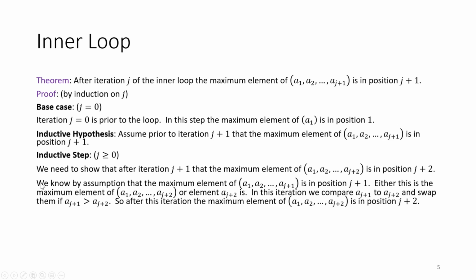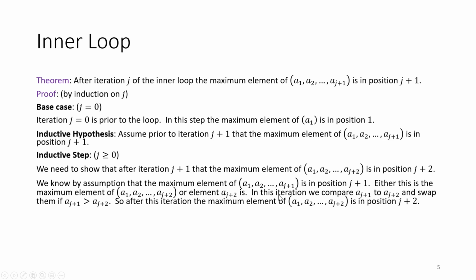And that's the next step I'm going to say. We know by assumption that the maximum element of these ones is in position j plus 1. So either this is the maximum element of all of our elements, or a j plus 2 is. I think I said that in a slightly different way, but I like the way I've said it here on the slide better. Probably because I had time to sit and type it in and I picked something really elegant. Okay, so we got that far.